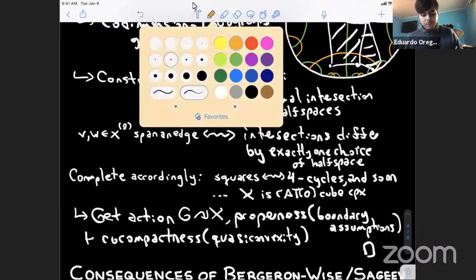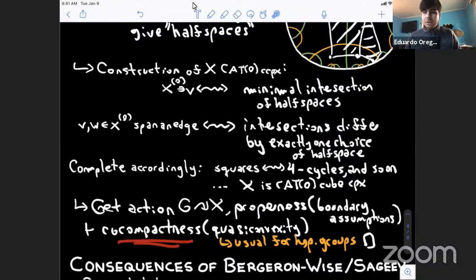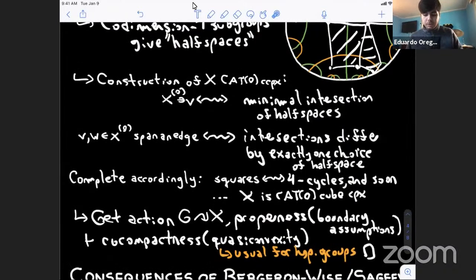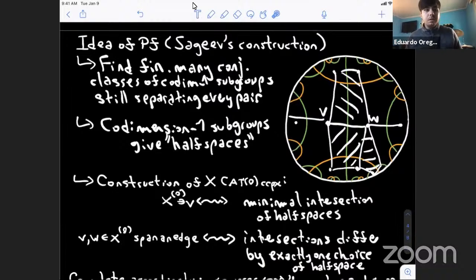But what you should believe is that quasi-convexity is usually easy to get as long as we are in the hyperbolic setting. So properness is not that easy, but co-compactness is not that hard to get in the hyperbolic setting. In any case, co-compactness is usually hard to verify in a non-hyperbolic setting, but there are some cases in which that comes up. I hope the flavor of Sageev's construction is understood.